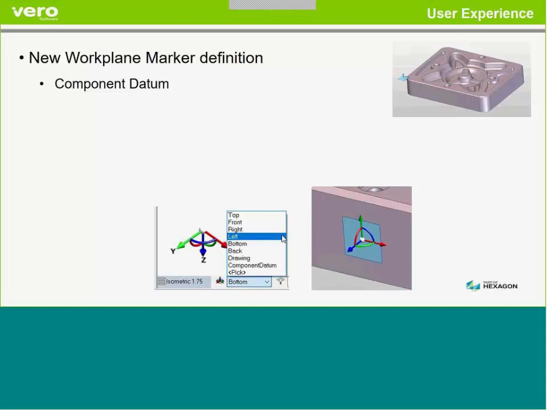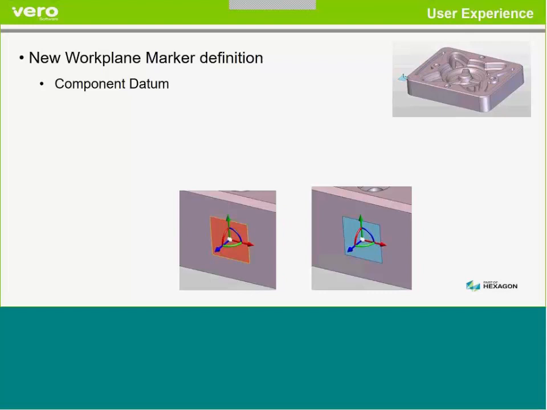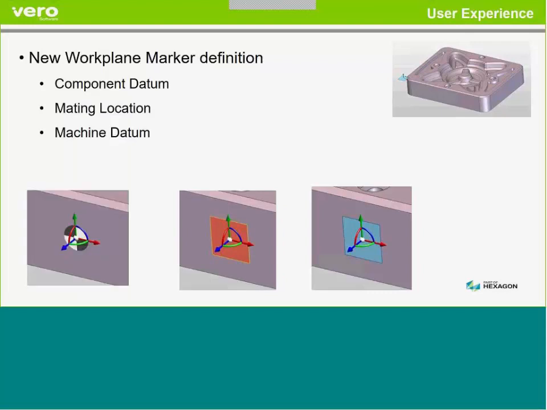More of an aesthetic type enhancement here, the Workplane marker. So now we display the marker in different types. And what we've got to remember is that the Workplane marker, we used to call it the CPL, now performs different functions. It can be the component datum, the mating location, or indeed the machine location. So all these are quite important types of functionality that we use day to day in our software.